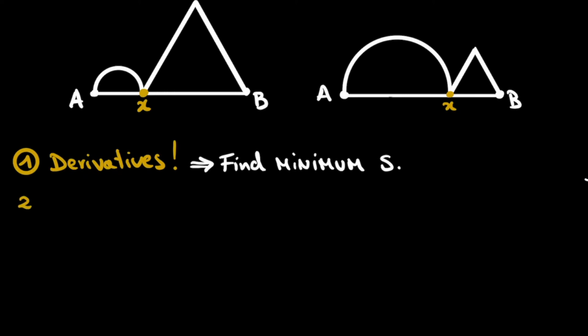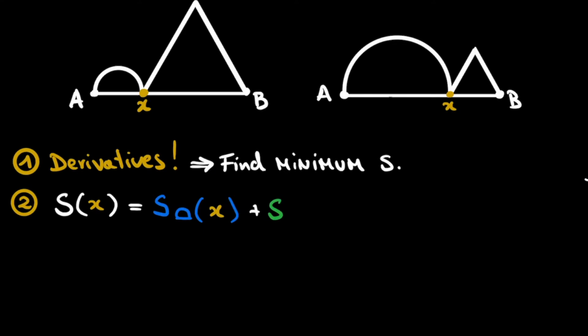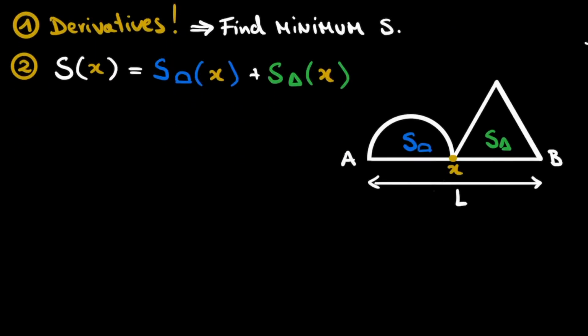However, derivatives are taken of functions. Therefore, in the second step, we need to find the function that describes the total surface of these two figures as a function of x. So concretely, we need to find a way to express this surface as a function of x, which boils down to finding a way to express the separate surfaces of the semicircle and the equilateral triangle as a function of x. So let's do that right now. And to do this, let's draw our initial sketch again with an x at some arbitrary position.